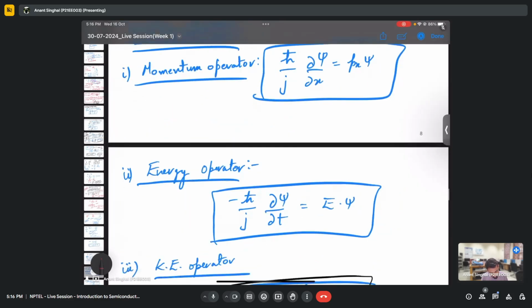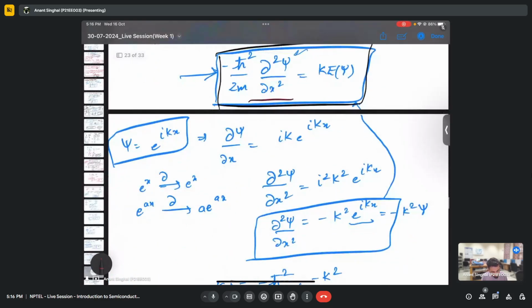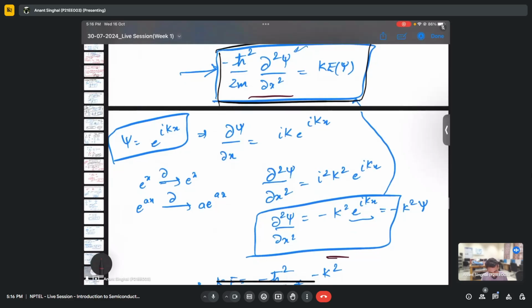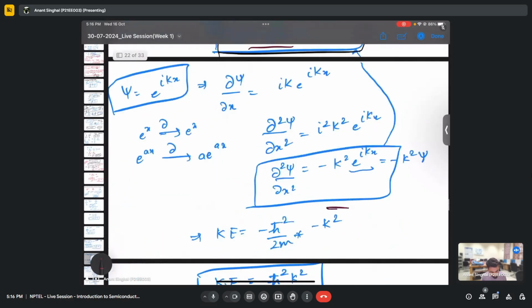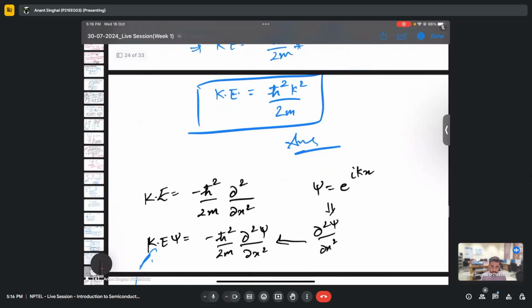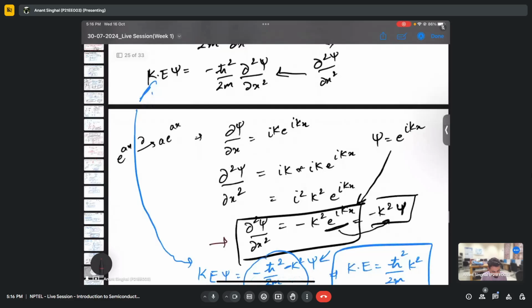So the energy operator is this, and kinetic energy is this, etc. And we get to know how these are calculated. So this is one of the important questions that can be there. You should know how to calculate the wave function, or if it is asking for energy and it has given a certain wave function, you should be able to calculate all of this.